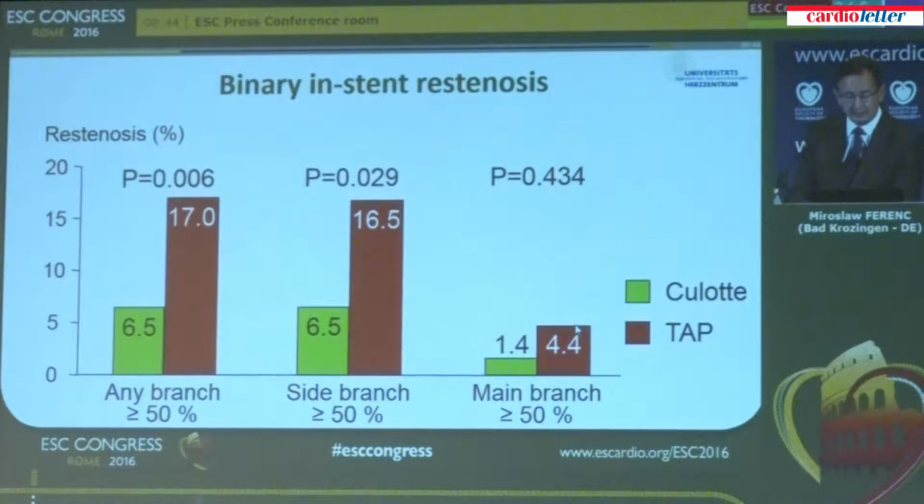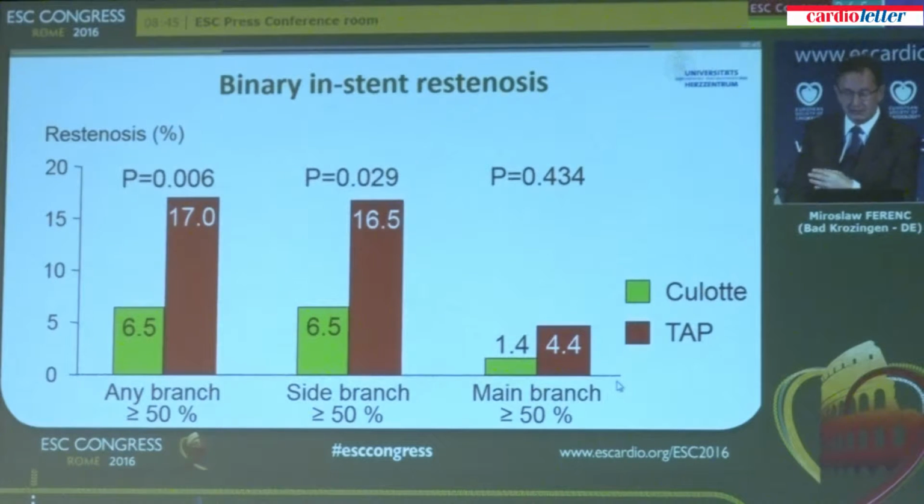If we take a look at the binary in-stent stenosis rate, you can see there was a highly significant difference between both study groups. In the Culotte stenting group, we had a 6.5% binary stenosis rate, but in TAP stenting, 17%. Again, this was caused by differences in the side branch, whereas in the main branch, binary stenosis was infrequent and not significantly different between the two study groups.